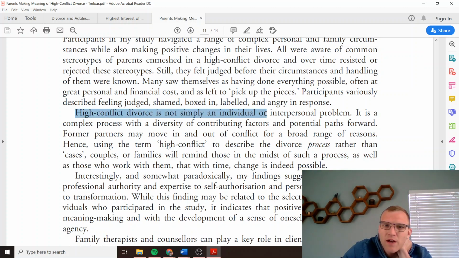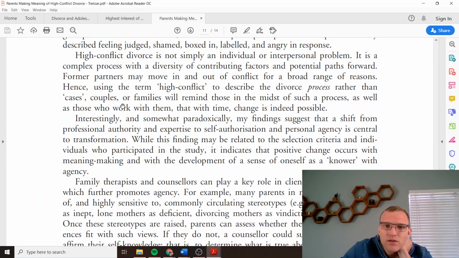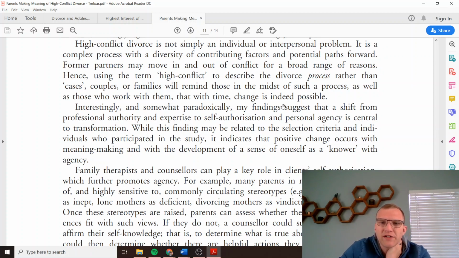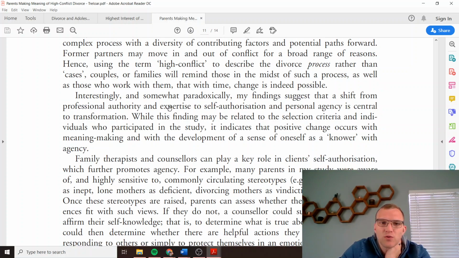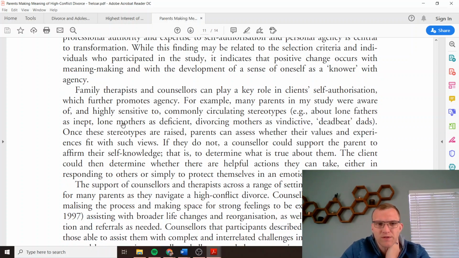High conflict divorce is not simply an individual or interpersonal problem. It's a complex process with a diversity of contributing factors and potential paths forward. My finding suggests a shift from professional authority and expertise to self-authorization and personal agency is central to transformation. So they're talking about what happens when spouses process this idea, or what it means to have a really high conflict divorce.